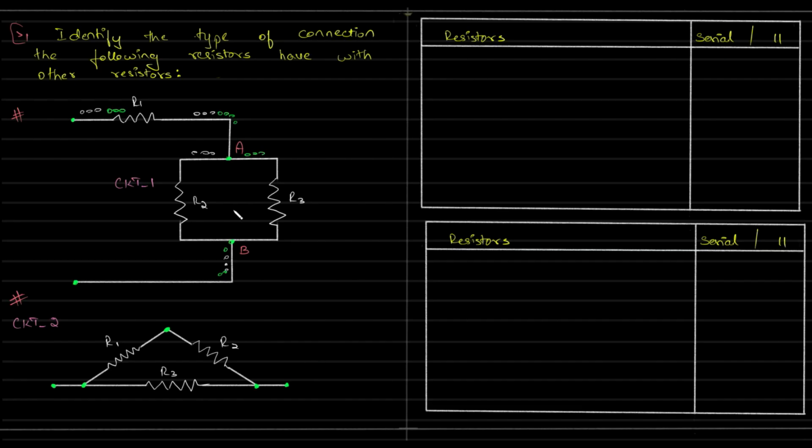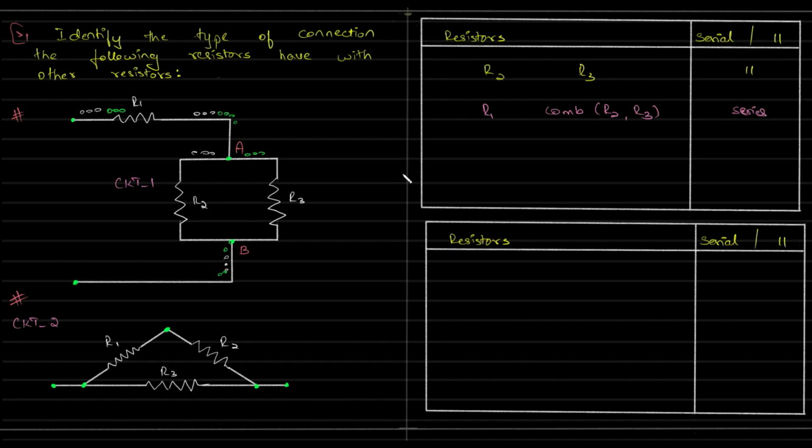So first thing first, the easiest to look at is R2 and R3. Right? This is the easiest to resolve. So we can tell R2 and R3 are in parallel. Clearly, they are in parallel. Different sets of electrons pass through both of them. Next, R1 and the combination of R2 and R3 are in what? Series.